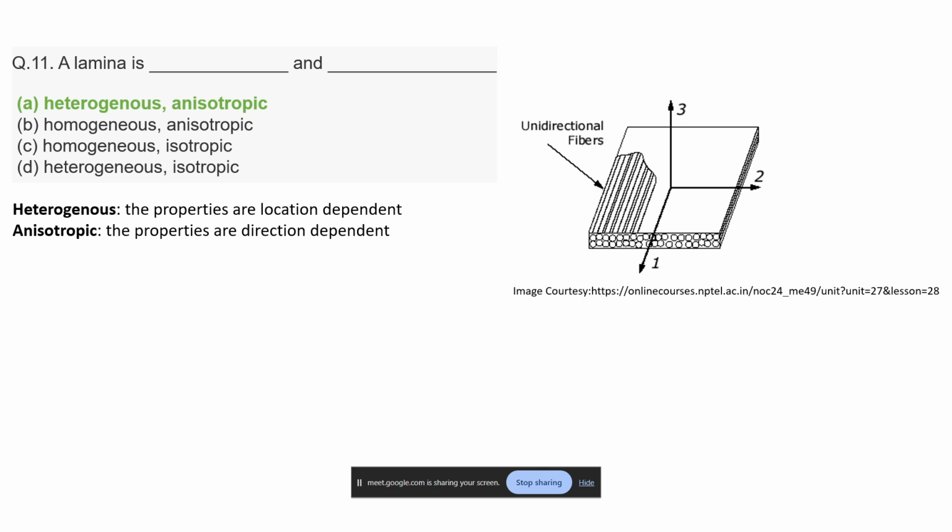So when we combine the reinforcement with the matrix, the whole composite, the lamina, will become anisotropic. That is, in all directions the properties will be different, basically because of the reinforcement, since its properties differ in different directions. So when it is combined with the matrix to form the composite, the whole composite will have different properties in different directions. That's why a lamina is heterogeneous and anisotropic.